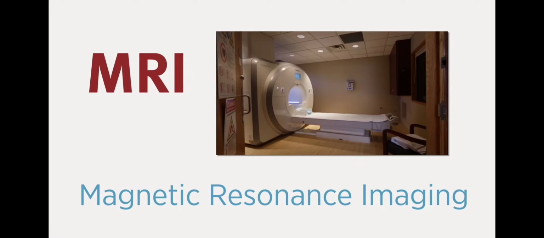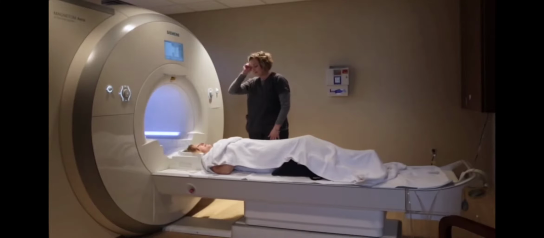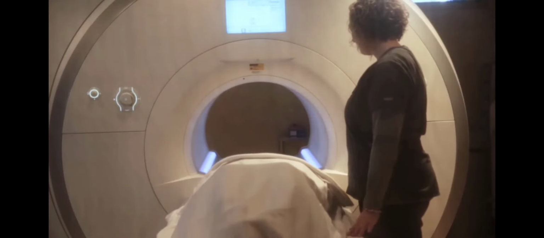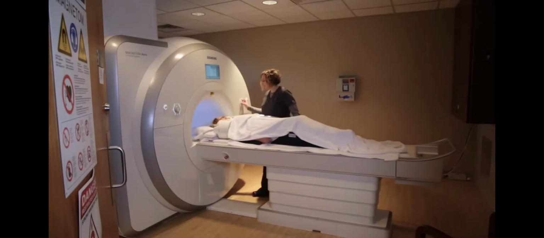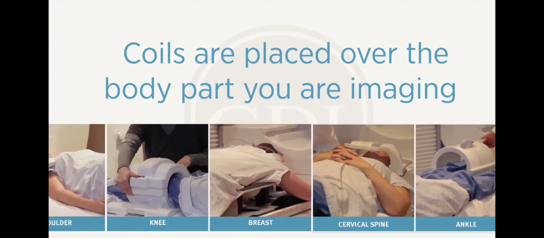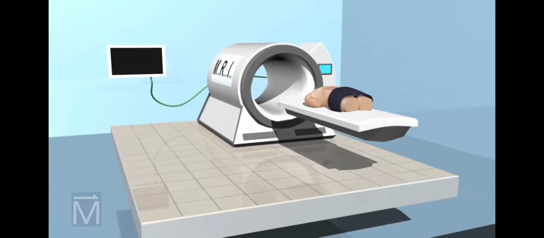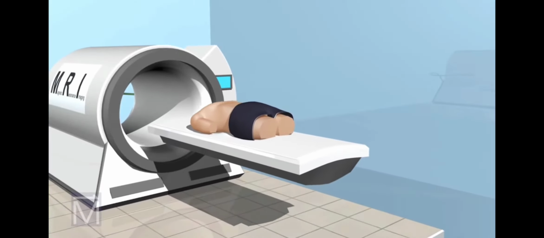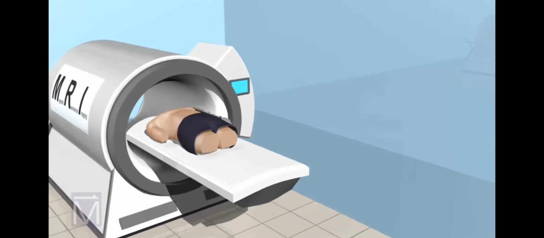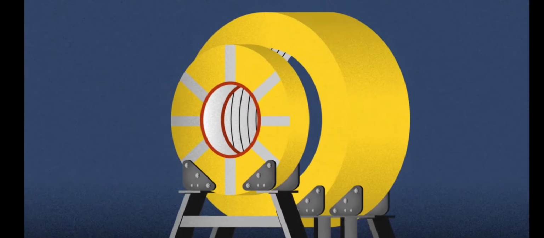MRI stands for Magnetic Resonance Imaging. It images the water molecules in the body, and it does that in a very strong magnetic field, which is a big cylinder tube. It is a powerful diagnostic tool used to examine soft tissues of the human body. We'll discuss exactly how the process is done inside the cylinder tube. It uses superconducting magnets and radio waves to generate images of the body.